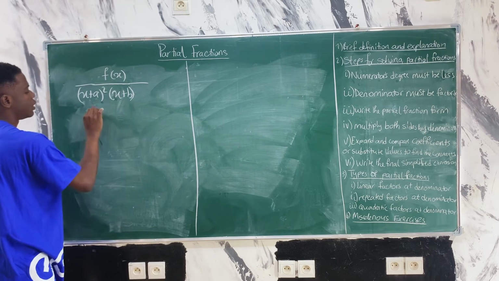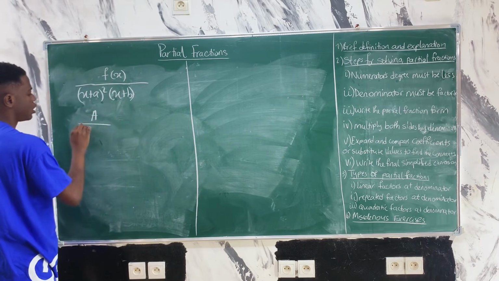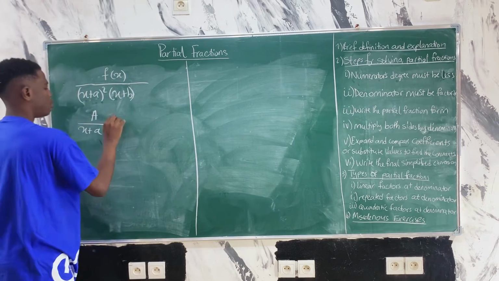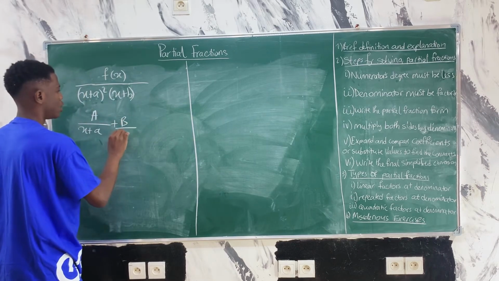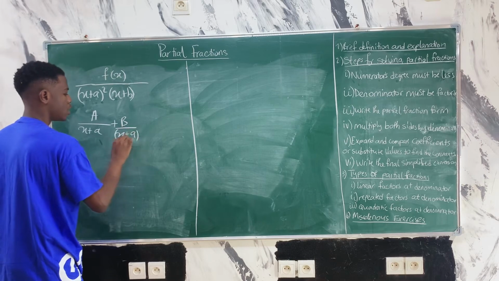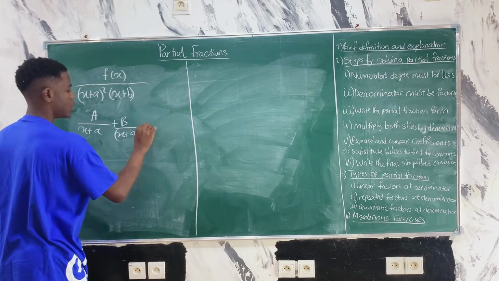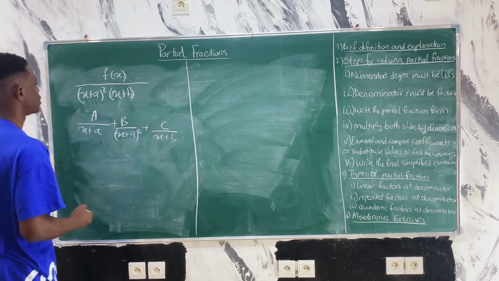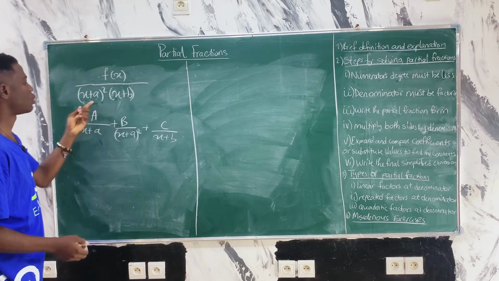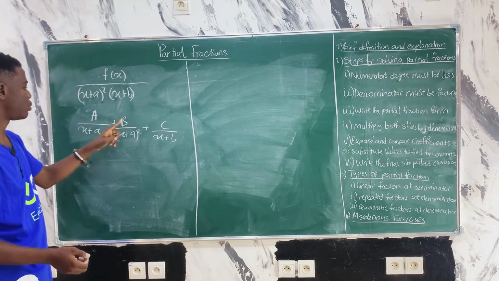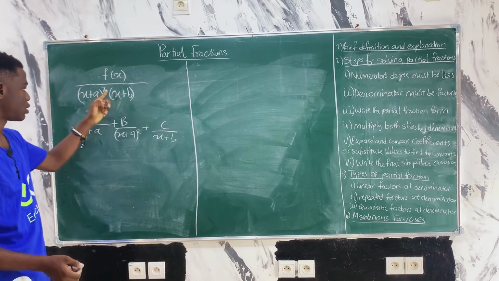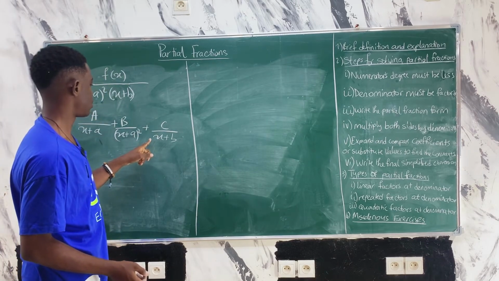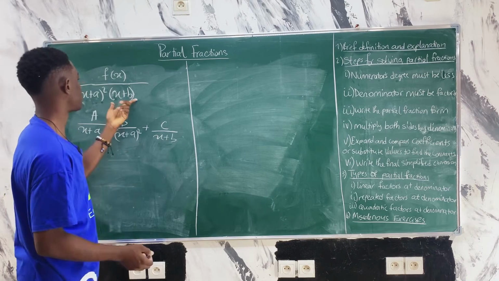you have A on x plus a, so this thing alone, plus B on x plus a all squared, now plus C on x plus b. So I have A plus what is inside without the square, then B plus what is inside with the square, then plus C divided by x plus b, the next one.